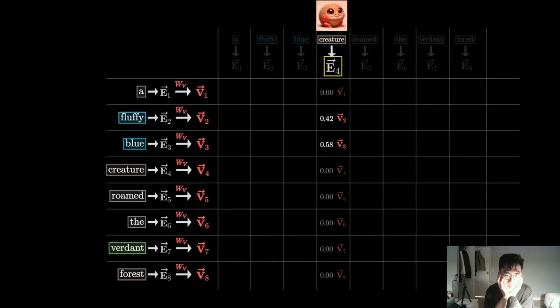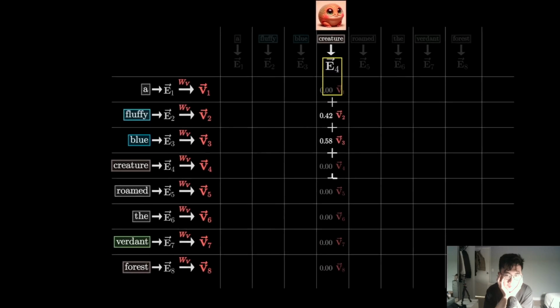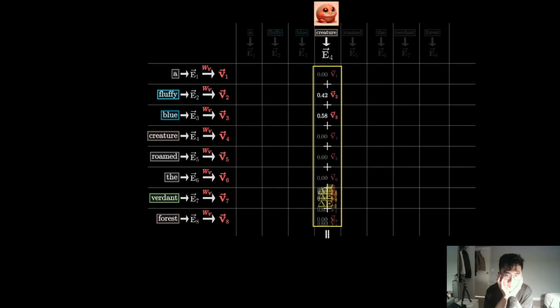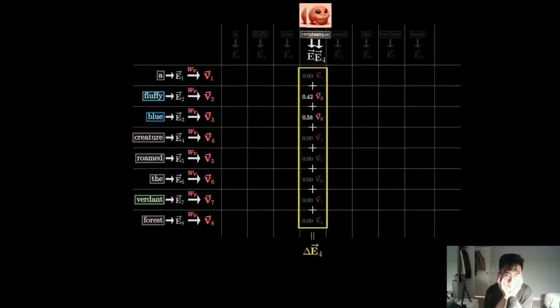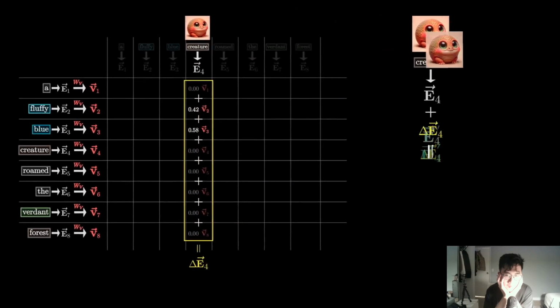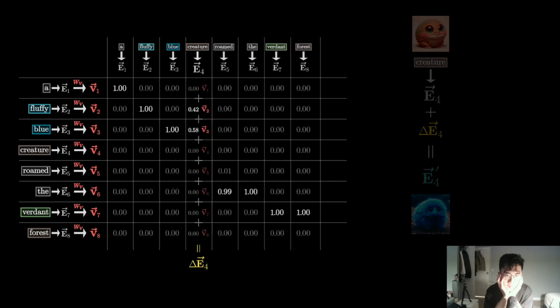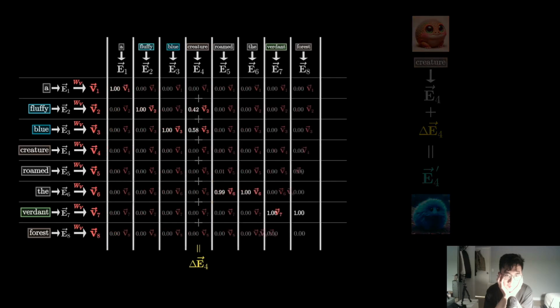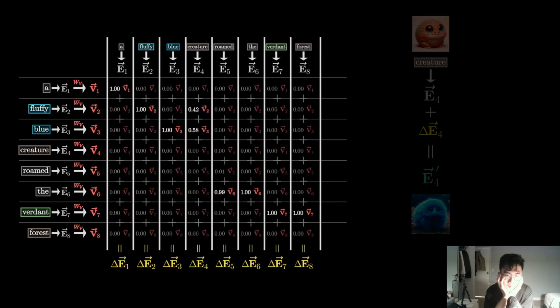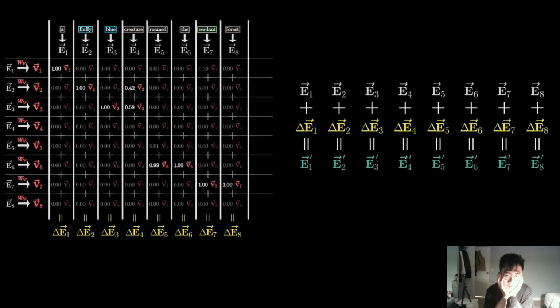And then finally, the way to actually update the embedding associated with this column, previously encoding some context-free meaning of creature, you add together all of these rescaled values in the column, producing a change that you want to add, that I'll label delta E, and then you add that to the original embedding. Hopefully, what results is a more refined vector encoding the more contextually rich meaning, like that of a fluffy blue creature. And of course, you don't just do this to one embedding, you apply the same weighted sum across all of the columns in this picture, producing a sequence of changes. Adding all of those changes to the corresponding embeddings produces a full sequence of more refined embeddings popping out of the attention block.